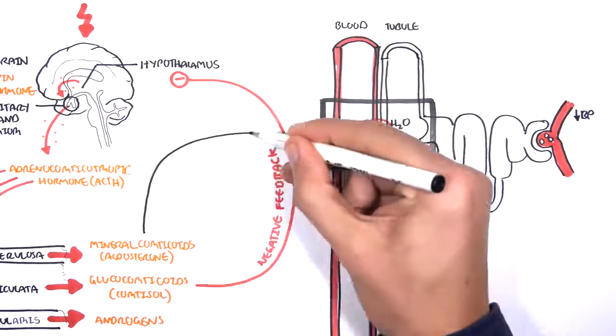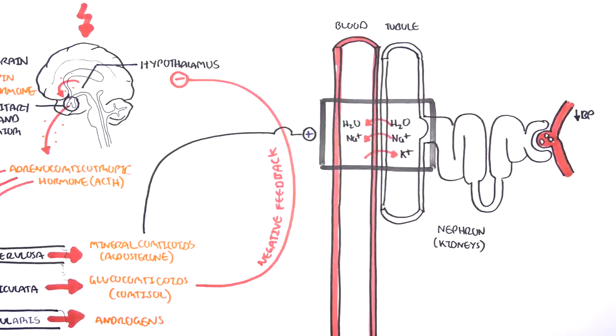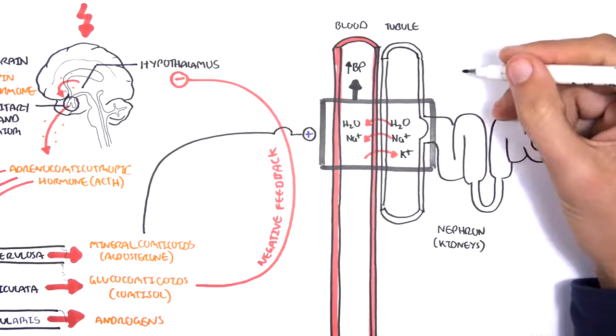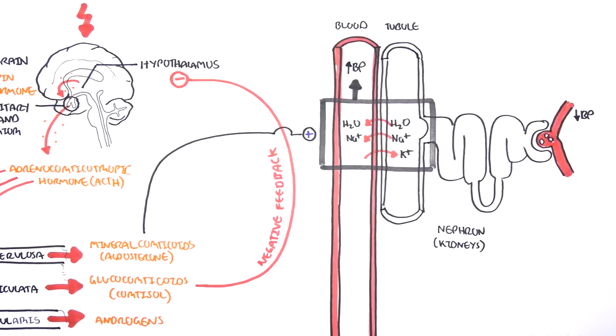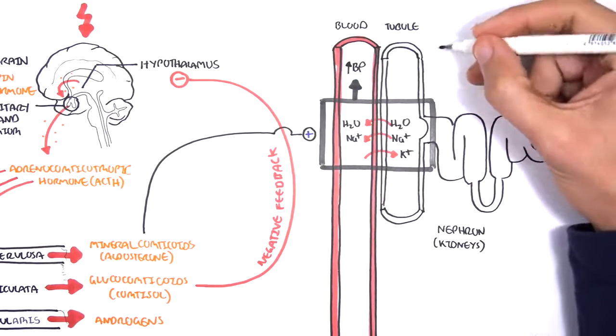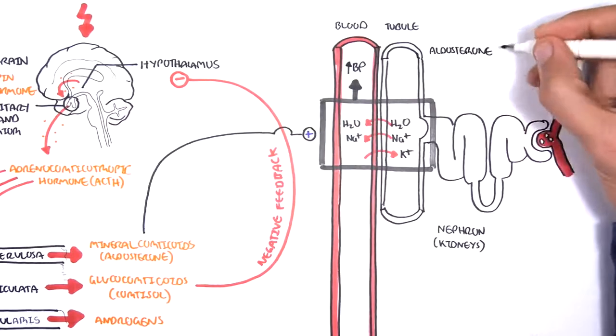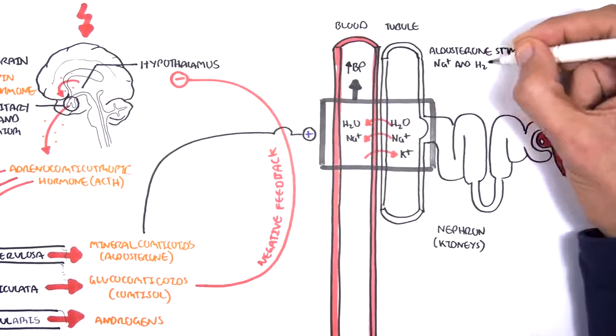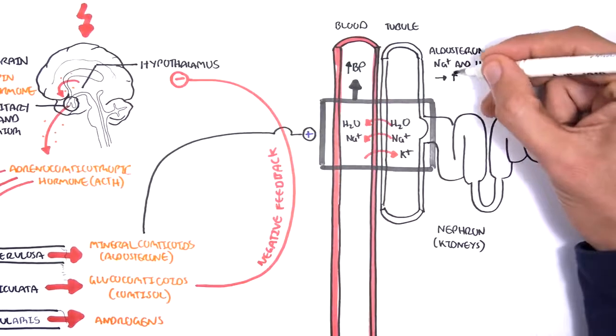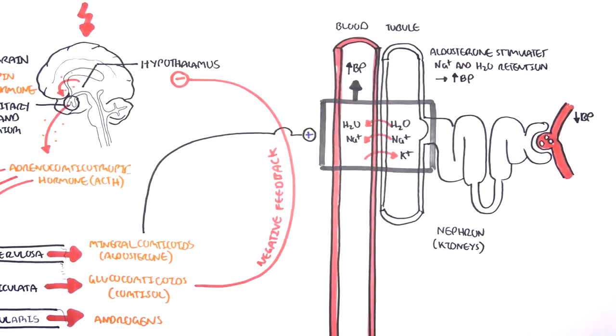Aldosterone secreted by the zona glomerulosa of the adrenal cortex will actually stimulate this process, thereby increasing blood pressure. Aldosterone primarily works at the distal part of the nephron, known as the distal convoluted tubule and the collecting duct. So aldosterone stimulates water and sodium retention, thereby increasing blood pressure. It also actually tells potassium to be secreted out, thus can lead to hypokalemia.